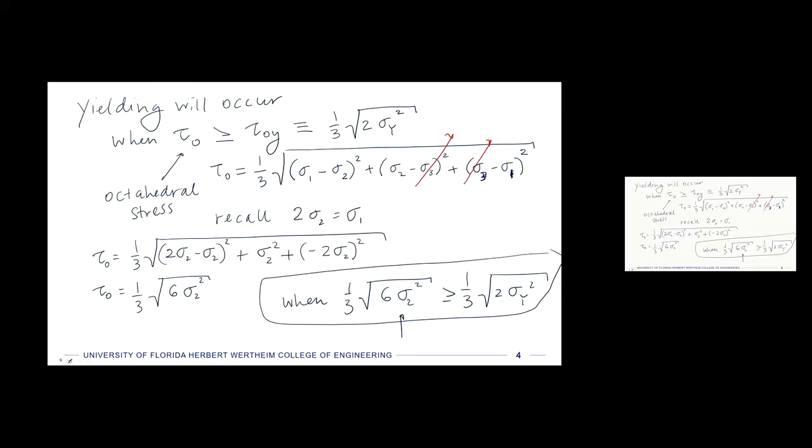And you can see that there's some squares that can come out. All right, so I'm going to rewrite that as 1/3 sigma 2 square root of 6. Let me make sure I get it right. 1/3 the yield stress square root 2. Okay.